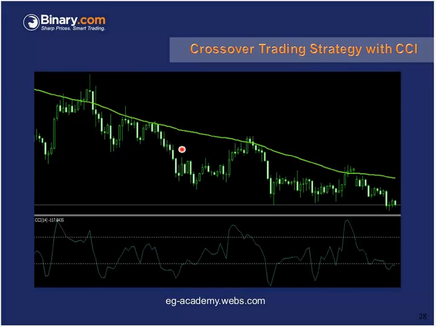This one closed above, we wait till it closed under, looked at CCI between 100 minus 100. So we place our trade. Closed above, so we wait till it closed under the line of SMA. We looked here at CCI between 100 minus 100. So we place our trade in the direction of the trend.